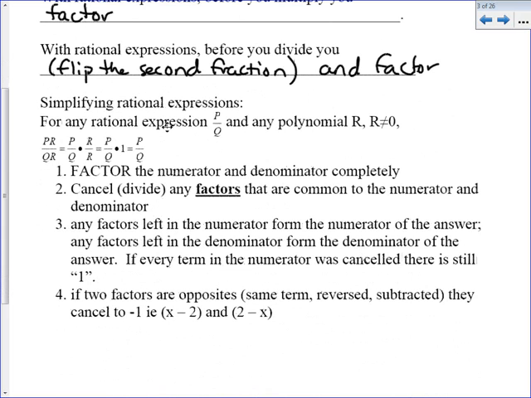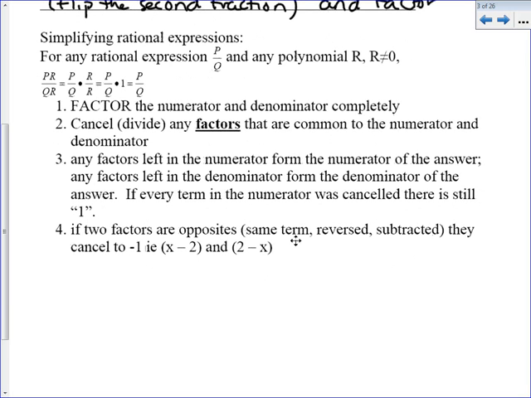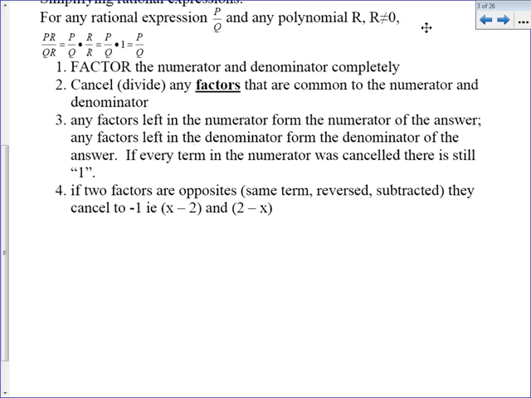So what we're looking to do is we're looking to factor numerator and denominator, and then we can cancel any common factors. And we're going to get this idea of opposites as well, which is the same two terms reverse subtracted. We can cancel, but not perfectly. So this goes on the same idea of, let's say you wanted to simplify the fraction 4/6. How do you simplify 4/6?